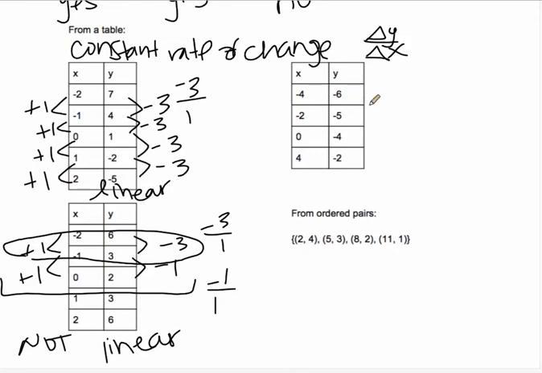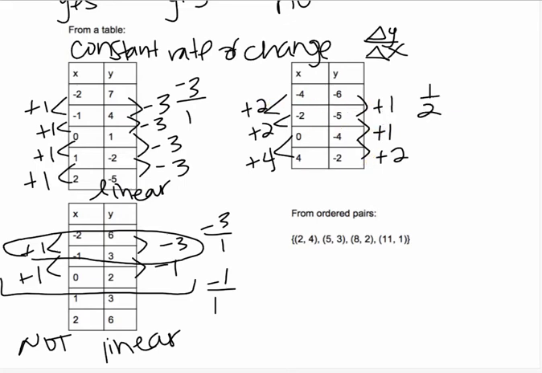All right, last table over here. Negative 6 to negative 5 is plus 1. Negative 5 to negative 4 is plus 1. And negative 4 to negative 2 is plus 2. So this is interesting. These are the same, but this is different. So we got to make sure we pay attention to that. This is plus 2, and plus 4. Interesting. So these are 1 over 2. Both of these, 1 over 2.